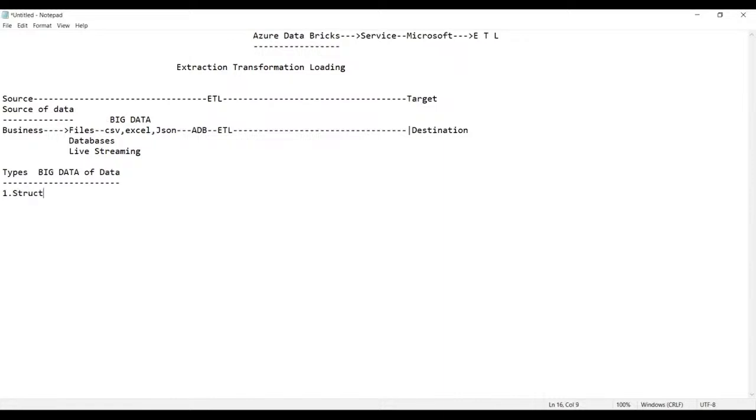Structured data. Second one is semi-structured data. And unstructured data. Getting my point? Structured data, semi-structured data, and unstructured data. These are the three types of data we have.